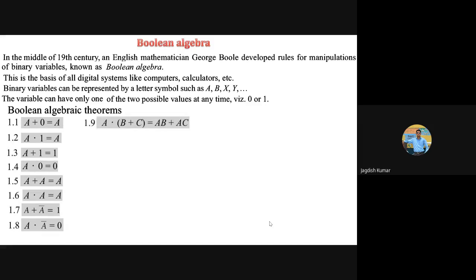Another Boolean algebra theorem. All these theorems we are going to use in the coming unit when we will be simplifying circuits. So there we will be directly using these theorems. First of all, let us first know the theorems. So there is another theorem.